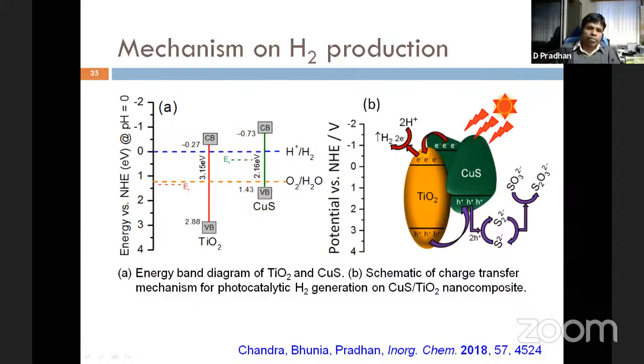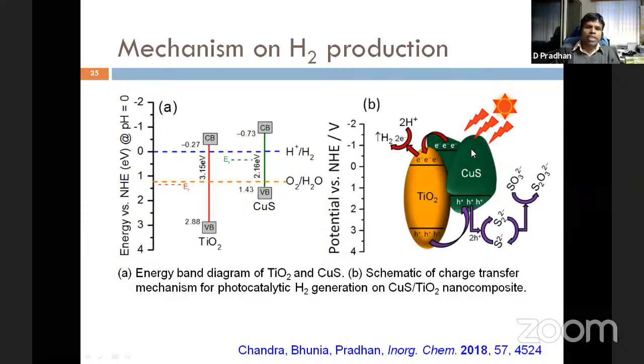But if we see here, the hydrogen generation is occurring on the TiO2 surface, not on the copper sulfide surface. Copper sulfide also undergoes photocorrosion. We have tested photocorrosion, and it was less when it forms the composite. But the most important point to note here is that we have hydrogen generation on the TiO2 surface.